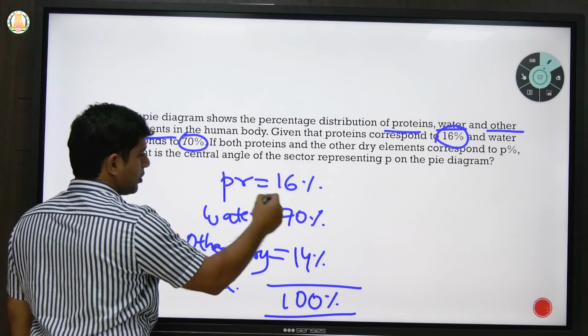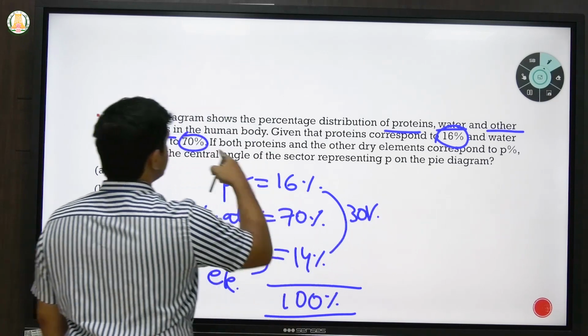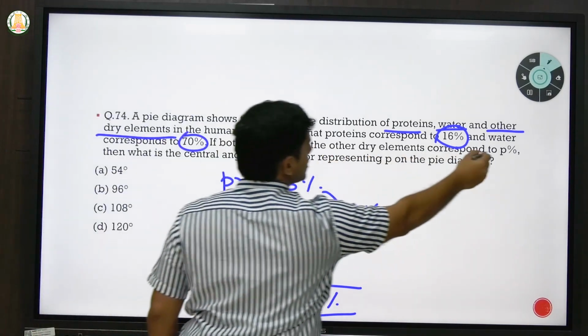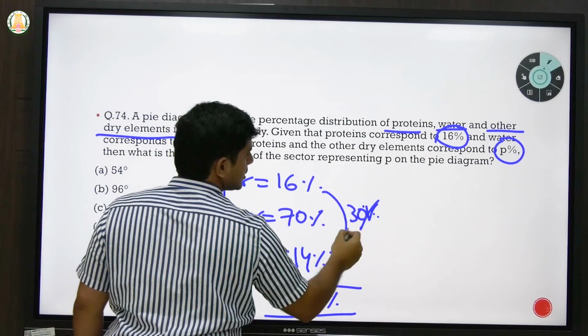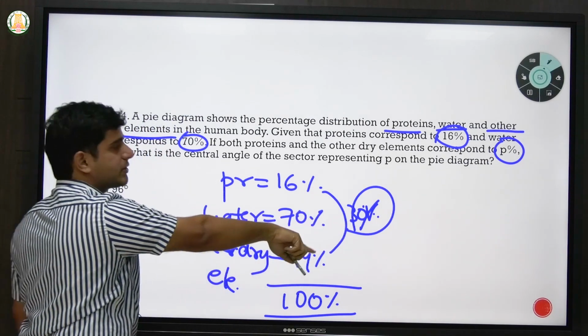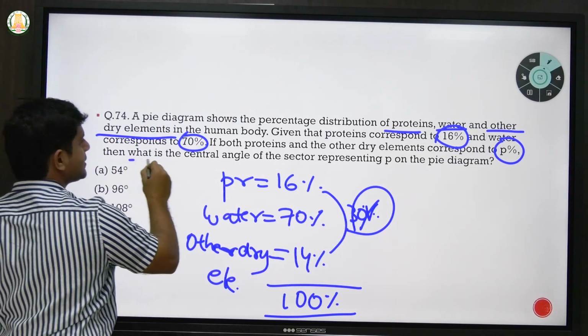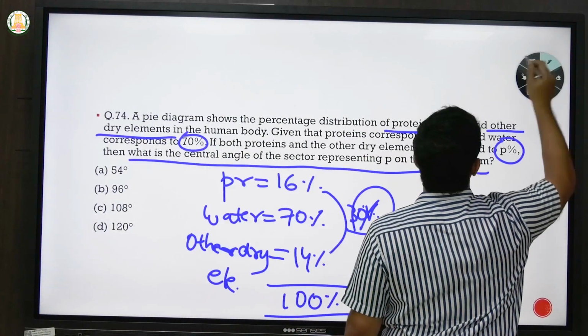So proteins plus other dry elements combined is 30%. So he's saying if both proteins and other dry elements correspond to P%, now P% becomes 30%, because proteins and other dry elements combined you will get 30%. Then, what is the central angle of the sector representing P on the pie diagram? So this is the important point here.